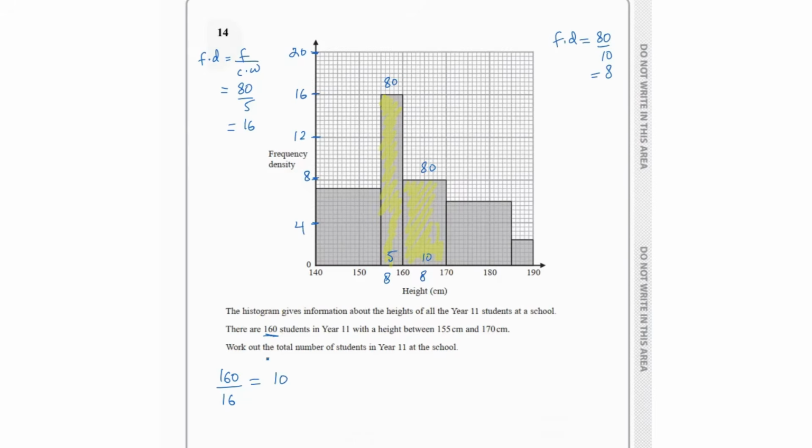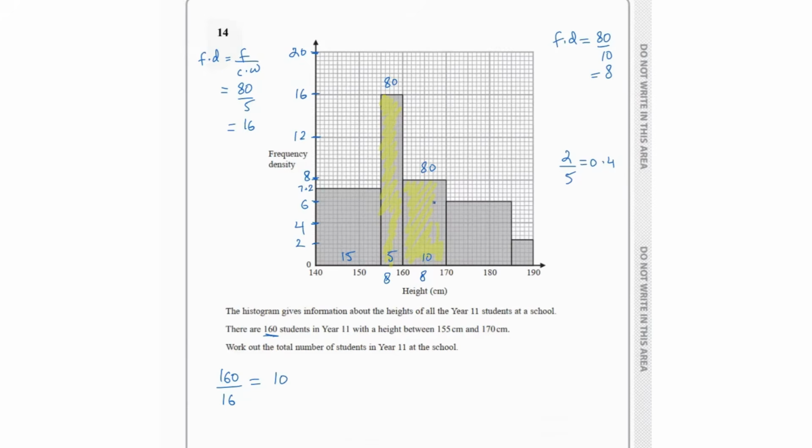Now, we need to figure out the total number of students in year 11. So for this part, from 140 to 155, we have a class width of 15. And over here, if this is 4, this is going to be 6. This is 5 boxes over here. Since one big box represents 2 units, and there are 5 small boxes in it. So that means if we do 2 divided by 5, that's 0.4. So each small box equals 0.4. So over here, we have 3 boxes above 6. So 6 plus 0.4 plus 0.4 plus 0.4. That's 7.2.